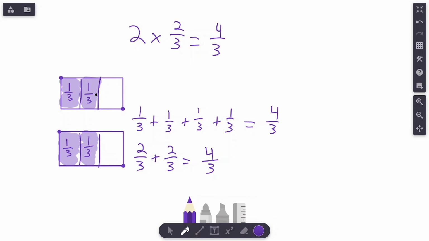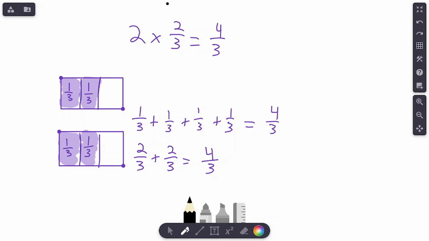What you have is 2 whole models. You're breaking those up into 2/3 to represent 2/3 of each. 2/3 plus 2/3 gives you 4/3. Or you can think of it as 1/3 plus 1/3 plus 1/3 plus 1/3 equals 4/3. And again, I'm not going to show you just yet how to just multiply it. I want you to see the math. First I want you to see what it looks like to multiply a whole number times a fraction. And that's what we have here on the screen.